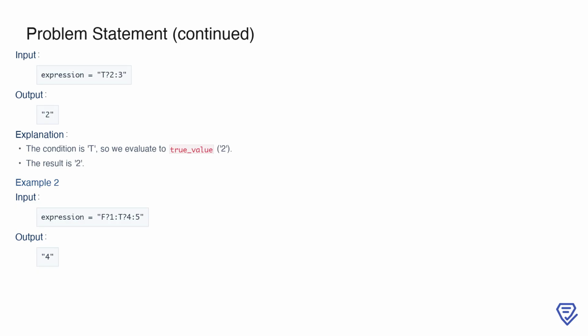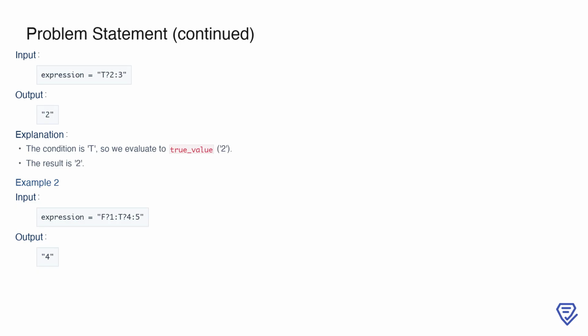In the first example, the input expression is T?2:3. The condition here is T, which means true. So, we evaluate the true_value, which is 2, and that becomes our result. Therefore, the output is 2.